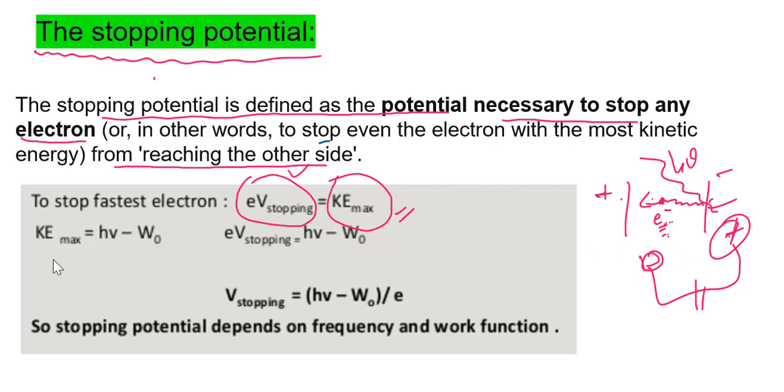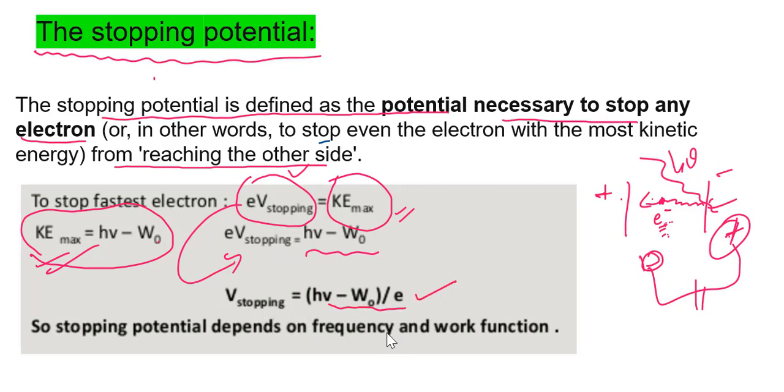From this, we already proved that K equals h nu minus W naught, where W naught is the work function. So in place of KE, I can write eV, the stopping potential. So eV equals h nu minus W naught as it is. So the potential V equals h nu minus W naught by e. This is one more formula. So the stopping potential depends on frequency and work function.